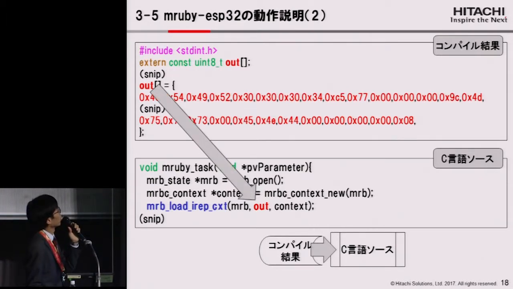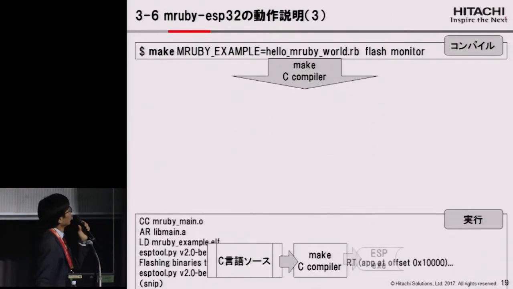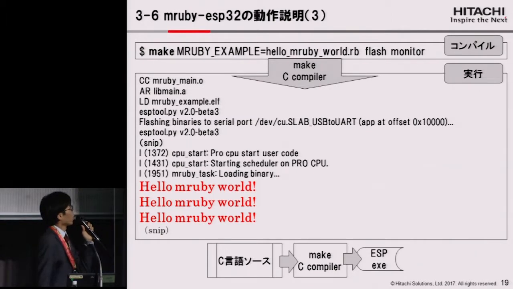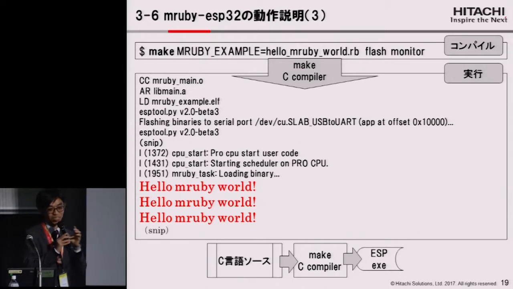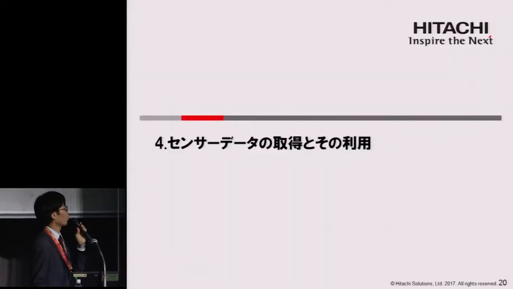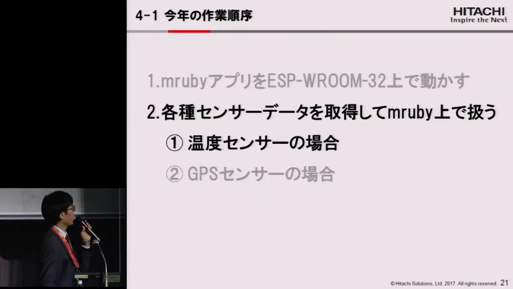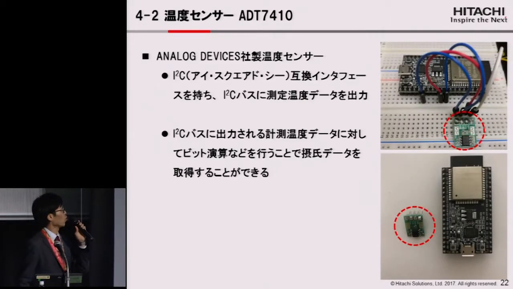By reading this and running the C compiler, "hello mruby world" will be output 100 times. So now we know that mruby works, so let's try to obtain the sensor data. Like last year, we would like to try it with a temperature sensor and a GPS sensor.